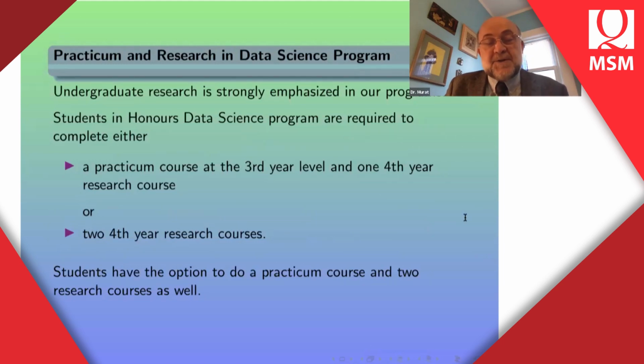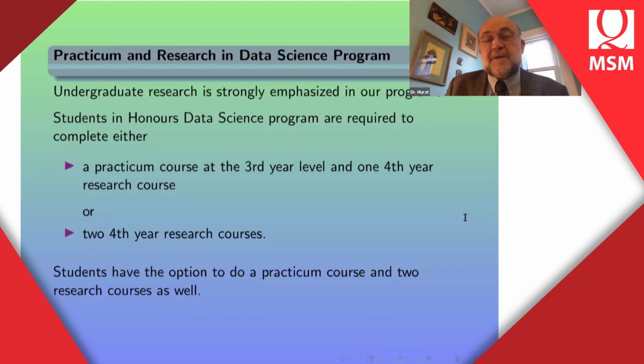At Nipissing University, undergraduate research is strongly emphasized in almost all the programs, including ours. In all the programs that we offer in our department, computer science and mathematics, we emphasize undergraduate research. Students in all the programs are required to do some research course in the fourth year, as well as, depending on the nature of the program, some practicum courses. In the case of data science, students are required to do a practicum course at the third year level, and one fourth year research course, or two fourth year research courses.